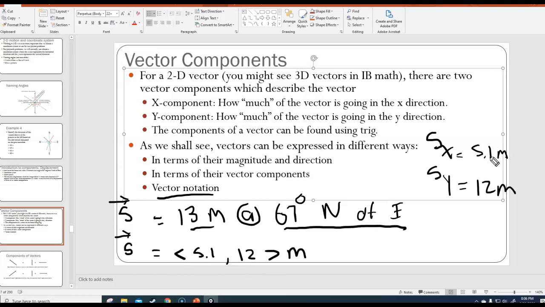So these are three different ways of expressing the same thing. You can either have the whole magnitude and direction just out there, or you can have the components separated out, or you can have it in this shorthand notation, this vector notation. Okay, so pause it there if you need to add that to your notes, which I would.